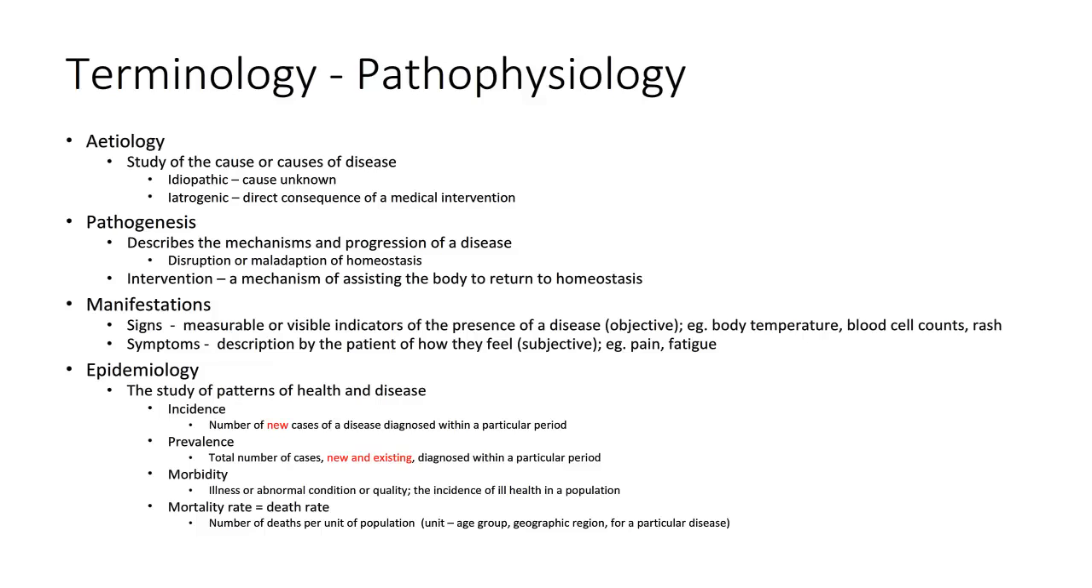Whereas these signs that we can measure are what we call objective. We can actually measure them. We know that a blood pressure is what it is. We know that a body temperature is what it is because we can measure it.